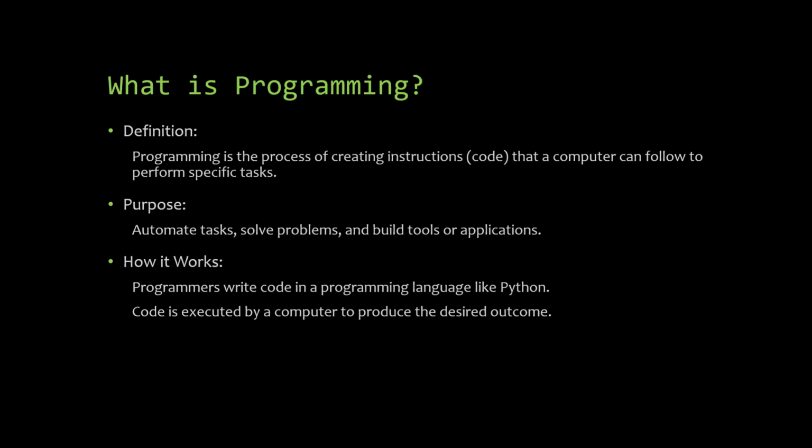One of the first things we have to do is figure out what is programming. So the definition we have is: programming is the process of creating instructions that a computer can follow. So if I were to tell a friend of mine how to get to my house from the school, I would give them step-by-step directions. Go on this road, take a left here, take a right there. I might give landmarks.